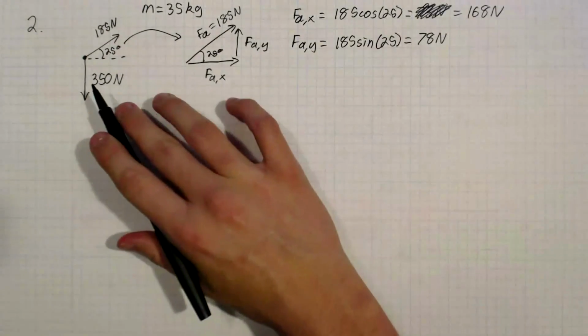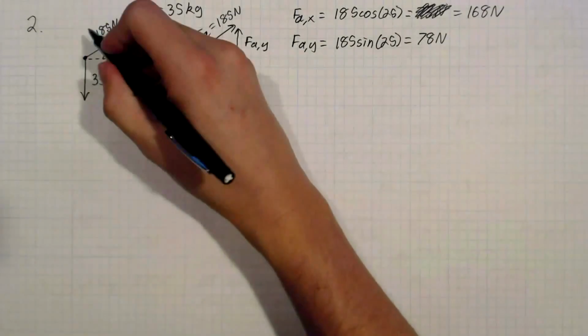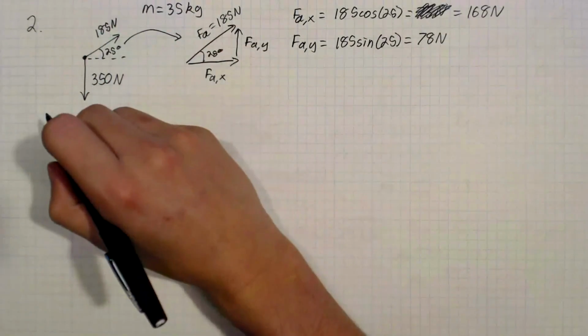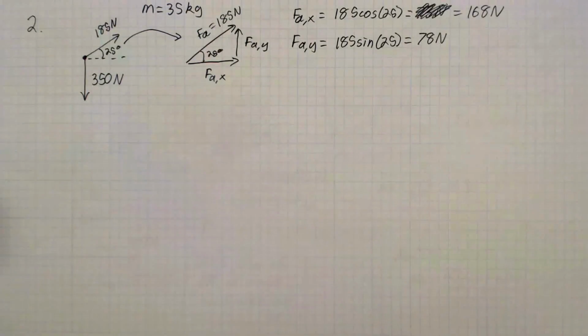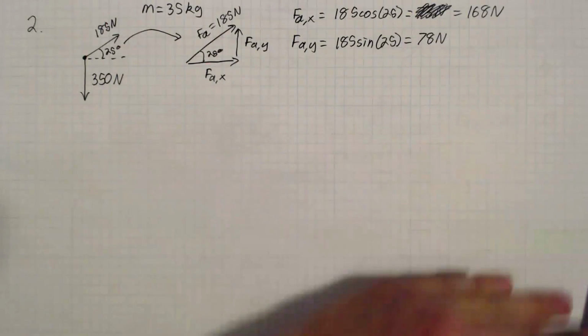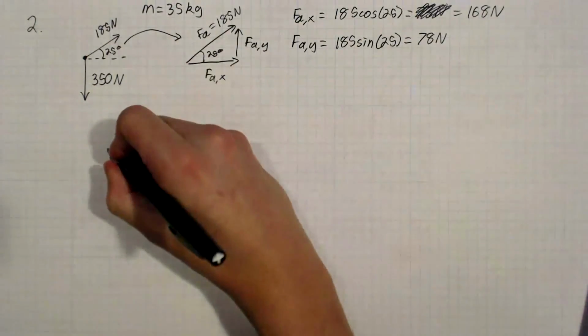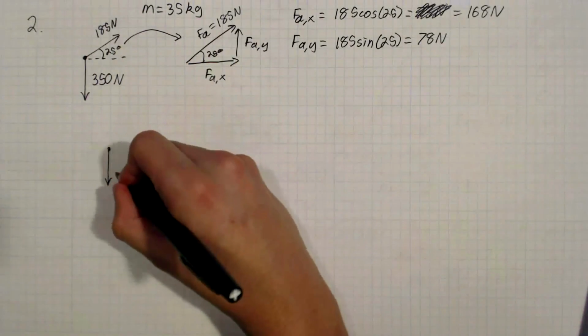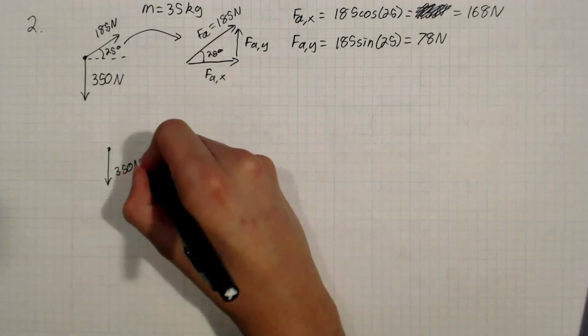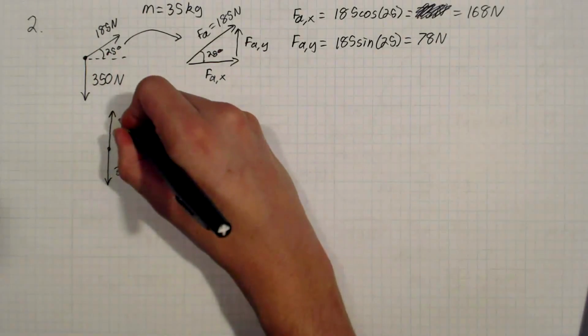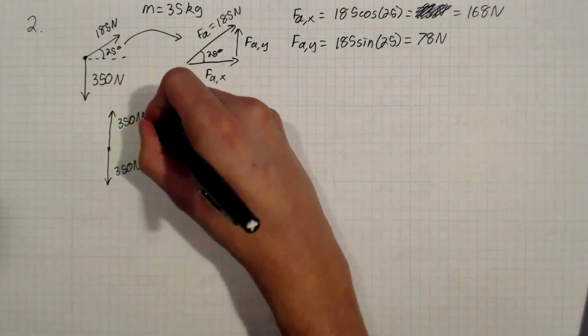And we know that the total upward force has to be equal to the total downward force, because it's not moving up or down. The box of books is not moving up or down. It's just sliding horizontally along a table. So the downward force is 350 newtons, but the total upward force also has to be equal to 350 newtons.